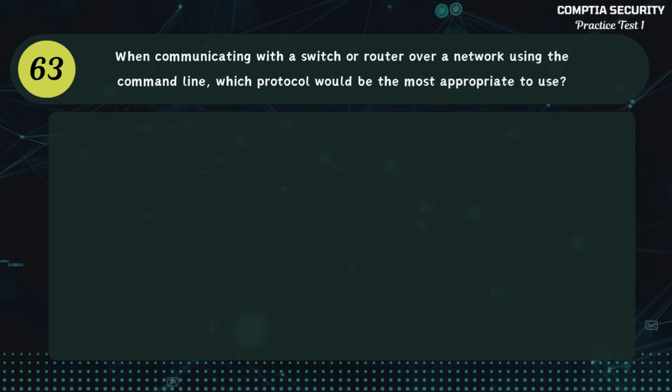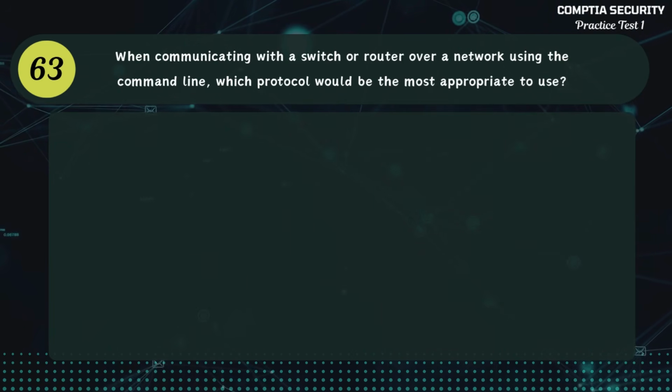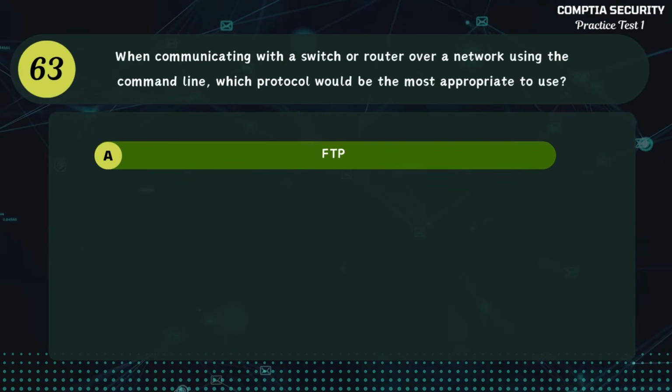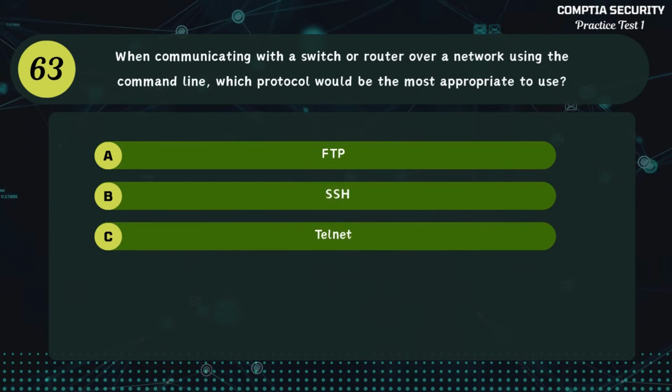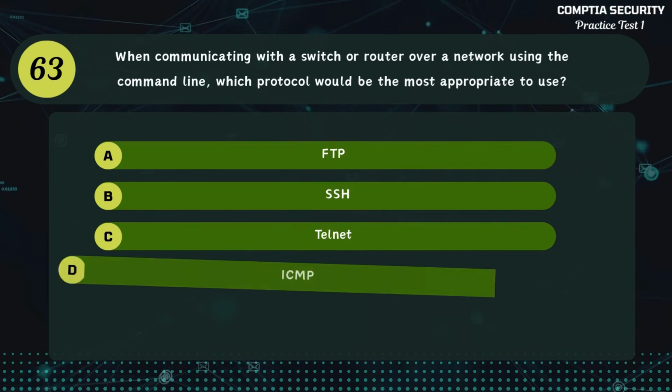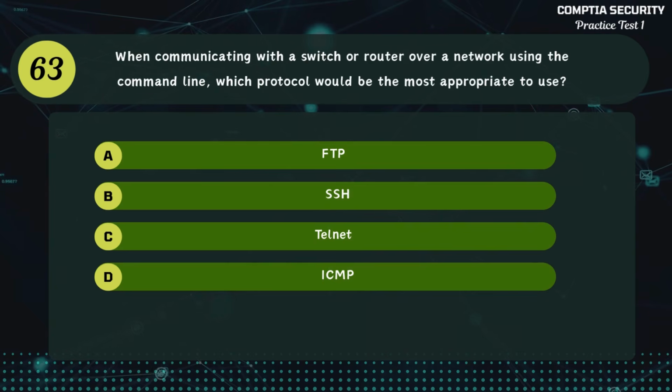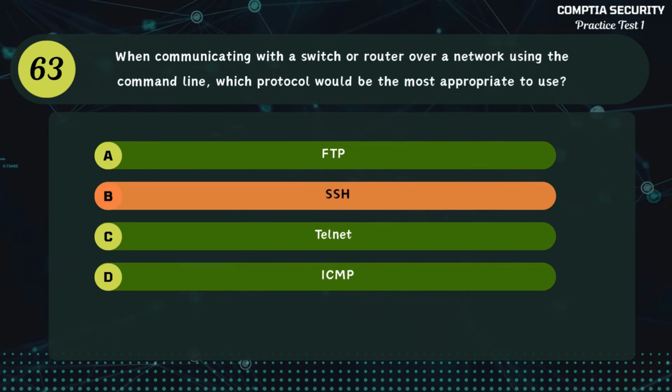Question 63. When communicating with a switch or router over a network using the command line, which protocol would be the most appropriate to use? A. FTP. B. SSH. C. Telnet. D. ECMP. Correct answer B. SSH.